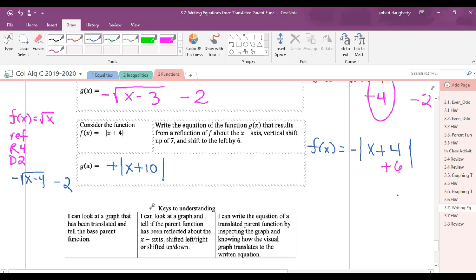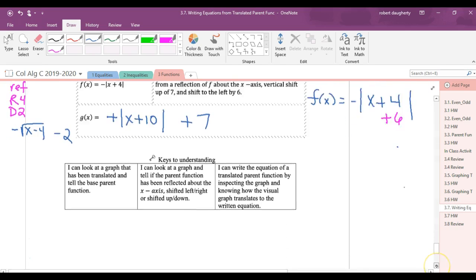And then how do I shift this up 7? Plus 7 on the tail end of that. Okay. You can leave it out. Okay. We'll just do another example or two.